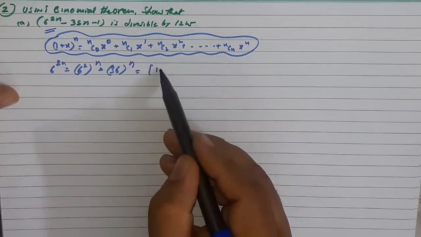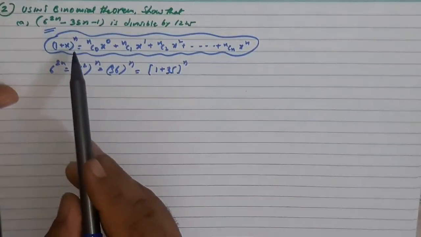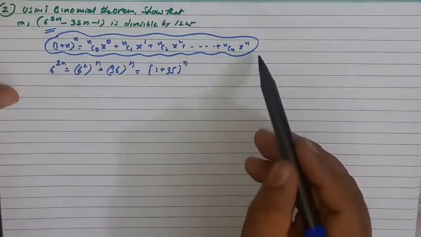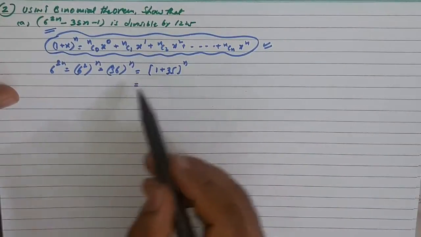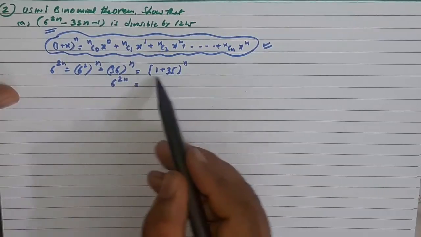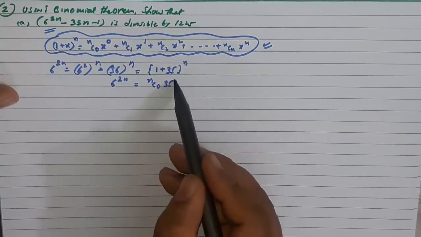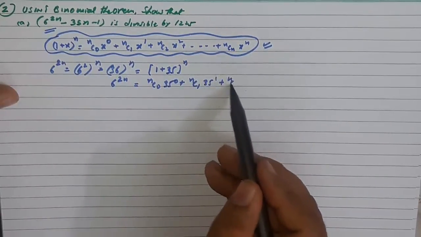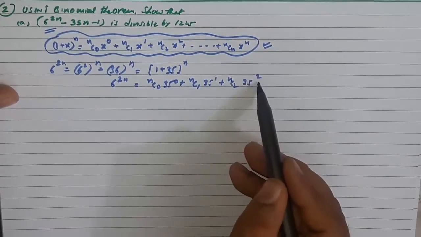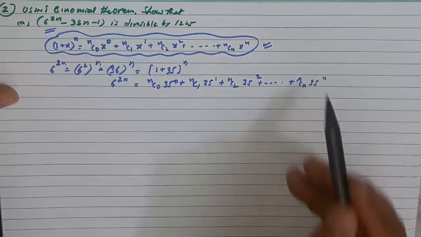So we can write this as (1 plus 35) raised to power n. Now if we compare this and this, we can say that x is 35 here. So by using this identity, 6 raised to power 2n comes out to be nC0 35 raised to power 0, nC1 35 raised to power 1, nC2 35 square, and so on, up to nCn 35 raised to power n, right?